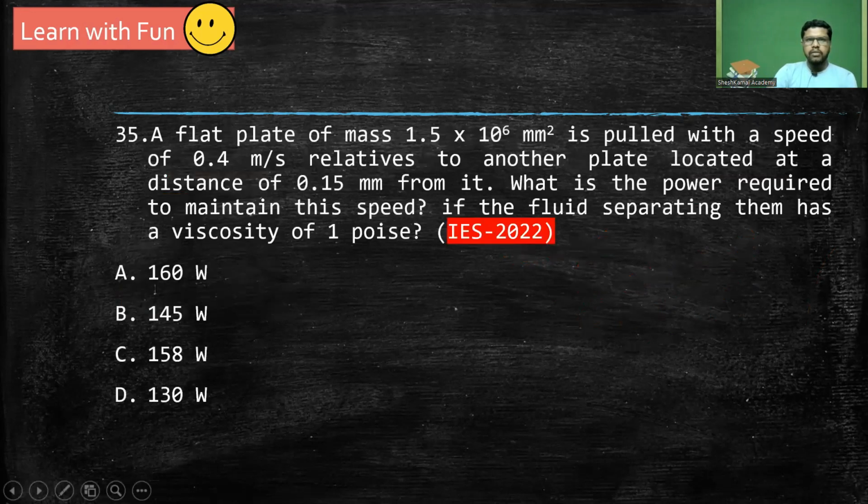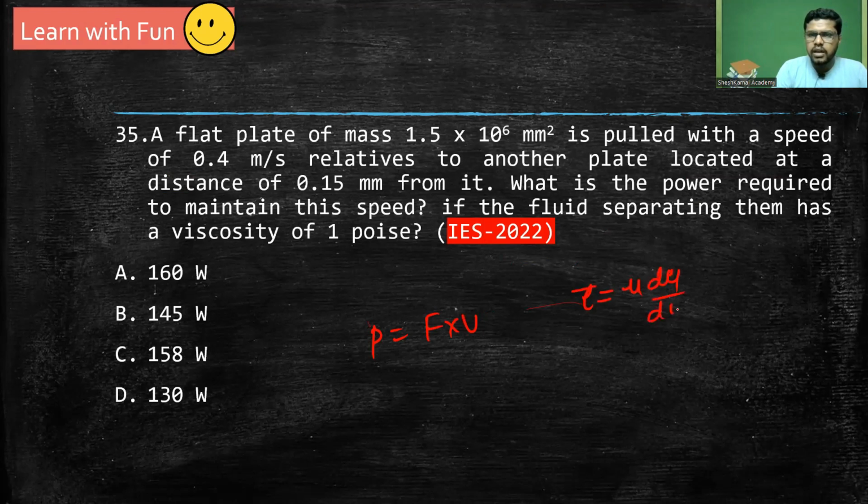Next, a flat plate of area 1.5 into 10 raised to power 6 mm square is pulled with the speed of 0.4 meter per second relative to the other plate located at a distance of 0.15 mm from it. What is the power required to maintain this speed if the fluid separating them has a viscosity of 1 poise? The formula for P is F into V, and this F comes from Newton's law of viscosity, that is tau is equal to mu du by dy, and tau is nothing but force divided by area. So F comes out to be mu into A into du by dy.